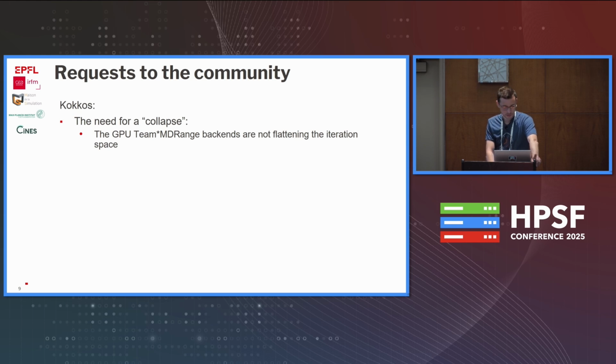So to conclude quickly, a few requests to the Kokkos community. We have gone already way too much around on that fact, but we need some way to collapse iteration spaces so we can use properly all of the lanes of the GPU. This would take place probably in the team MD range and the MD range policy.